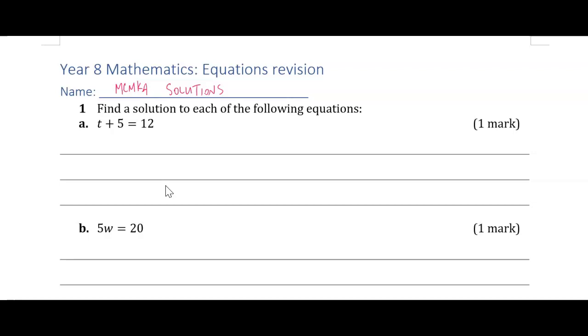Hi everyone, in this video we're going to go through some more revision for equations. They do start off relatively easy and then do get harder. Questions like question 1, obviously you can think about it in your head. So what number do you add to 5 to get to 12? But we're going to solve all of them algebraically just because you're going to get to more complicated equations where it's a bit too hard to do in your head or very time consuming.